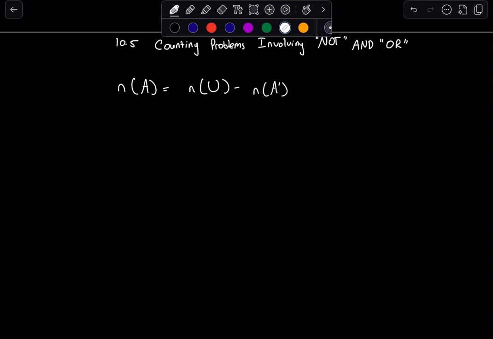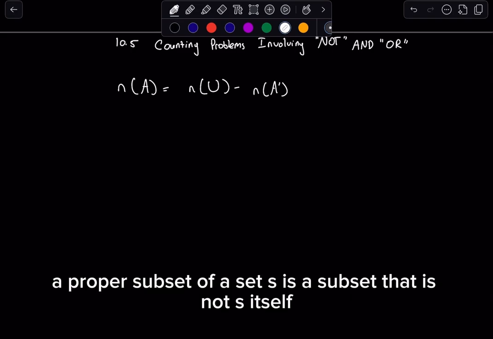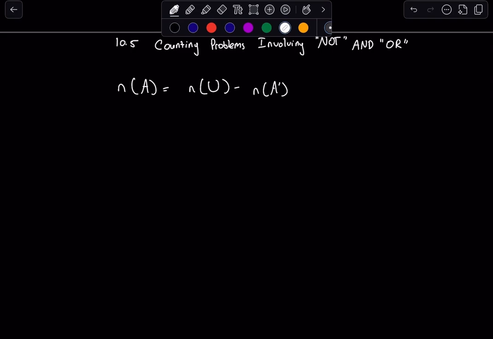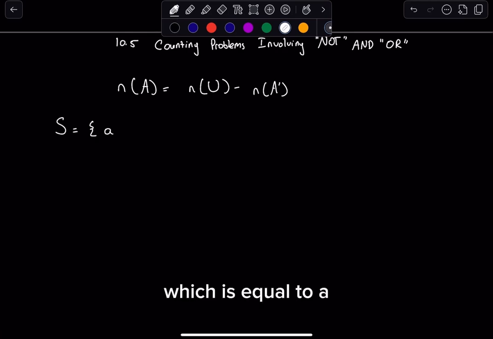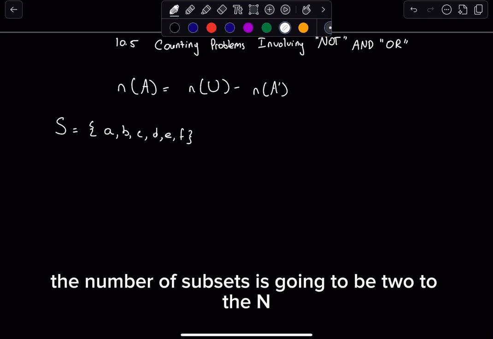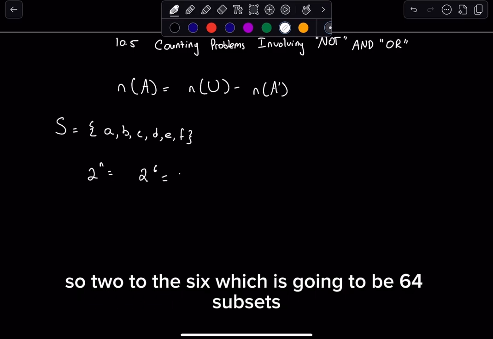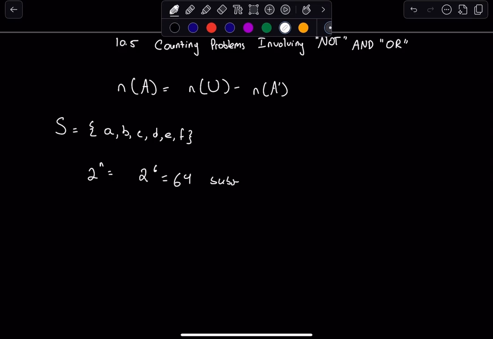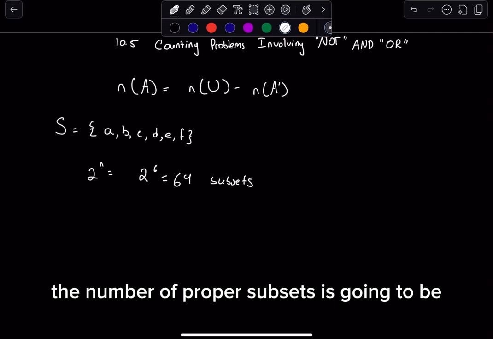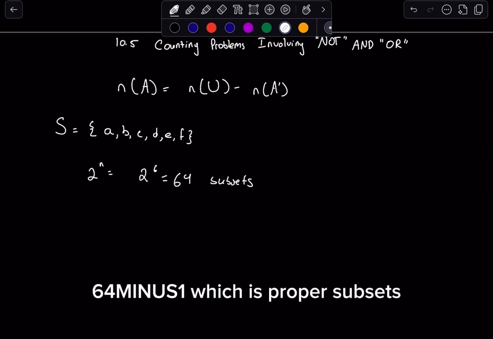Let's do some examples. A proper subset of a set S is a subset that is not S itself. So for the set S, which is equal to {A, B, C, D, E, F}, the number of subsets is going to be 2 to the n, and in this case we have 6 elements. So 2 to the 6, which is going to be 64 subsets. The number of proper subsets is going to be 64 minus 1, which is 63 proper subsets.